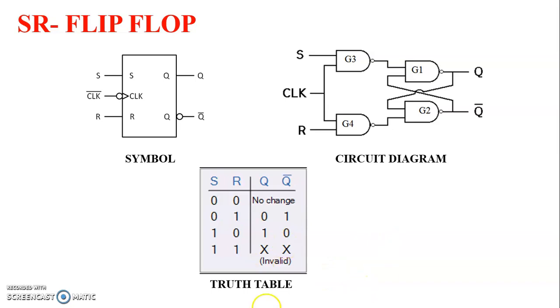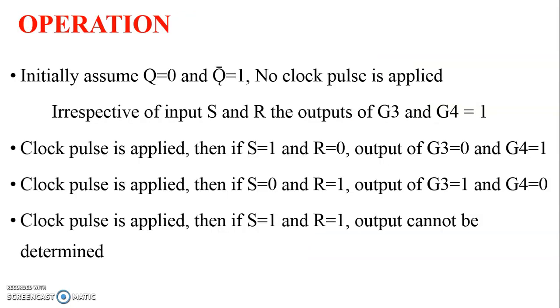When both S and R are 1 along with the clock pulse, the next state of the output cannot be determined, because both outputs will have a 1. We said that Q and Q bar are always complemented. To overcome this problem, we decided on another flip-flop, called the JK flip-flop. So in this slide we explained the operation of the SR flip-flop.